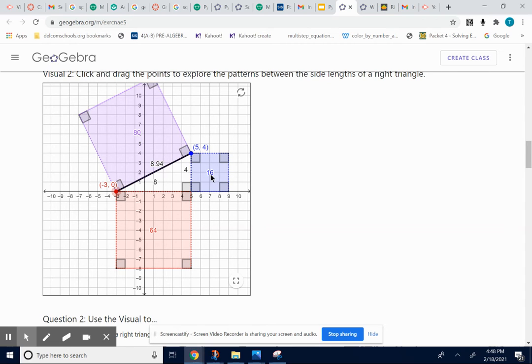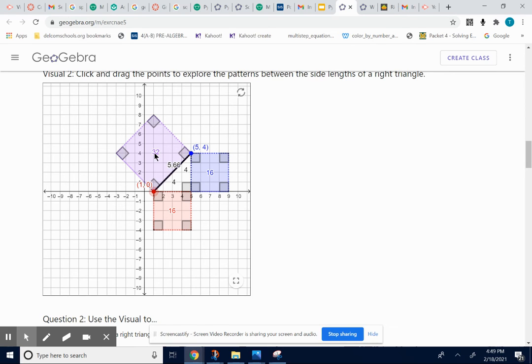The squares of these two legs, 16 and 64, add up to the square of the hypotenuse, 80. It always works. 16 plus 36, the squares of the legs, add up to 52. Doesn't matter what the sides are. These two legs have a square of 16. 16 plus 16 adds up to 32.